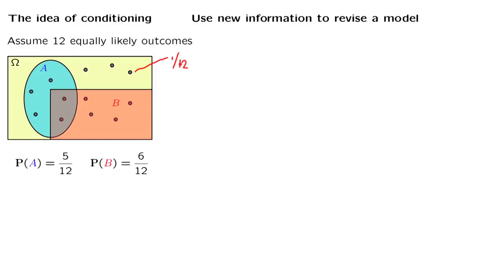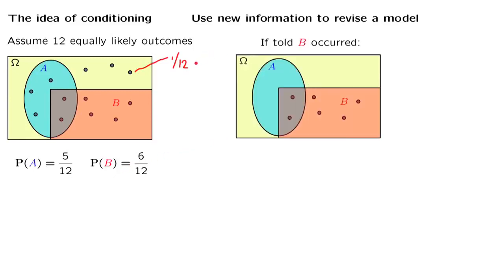We will focus on two particular events, event A and B, two subsets of the sample space. Event A has 5 elements, so its probability is 5 over 12, and event B has 6 elements, so it has probability 6 over 12. Suppose now that someone tells you that event B has occurred, but tells you nothing more about the outcome. How should the model change?